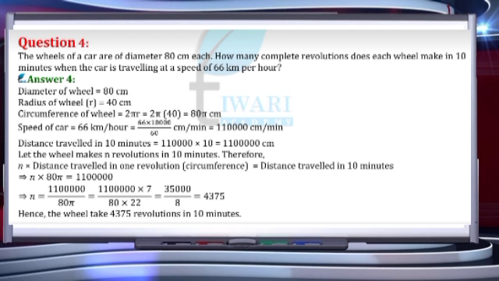So that is 1,100,000 centimeter. So let the wheel make n revolutions in 10 minutes. So the number of revolutions will be equal to the total distance covered over the distance covered in one revolution. So the total distance covered is 1,100,000 divided by 80 pi. So that is 4375 revolutions. So these many turns the wheel will take in 10 minutes.